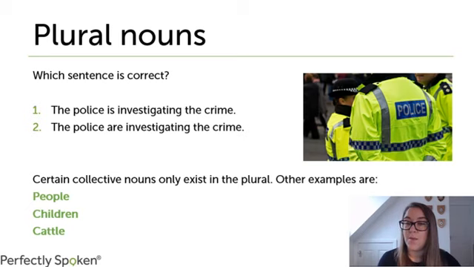So we always say people are, not people is. Children are, not children is. Cattle are, not cattle is. It's always in the plural. Well done if you managed to get some of those. Let's look at another example.